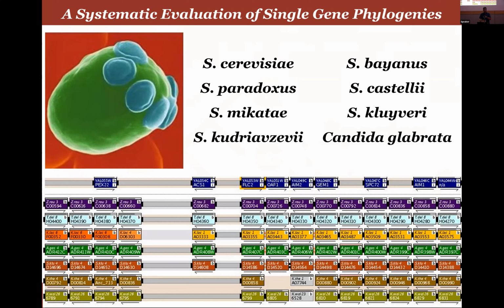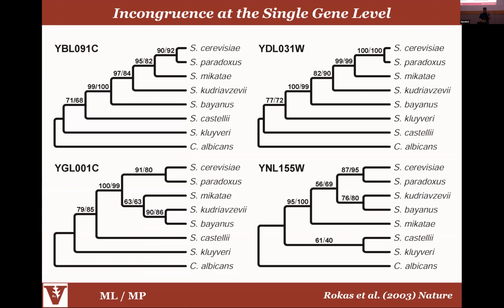Back then, we wanted to systematically evaluate this level of incongruence and see if it really is the case with genome scale amounts of data. So we collected a data set of about 100 genes from these 8 species, a rather basic data set nowadays, but back then it was really big and required a lot of effort. And what we saw is that for every gene, and yeast genes are not very imaginatively named, every gene was basically showing us a different phylogeny.